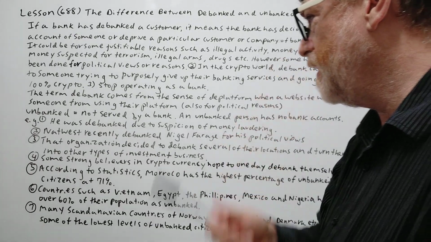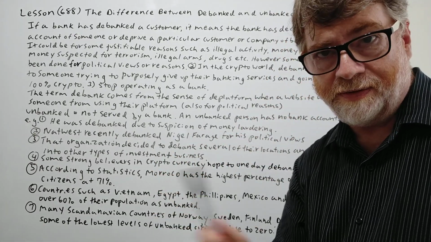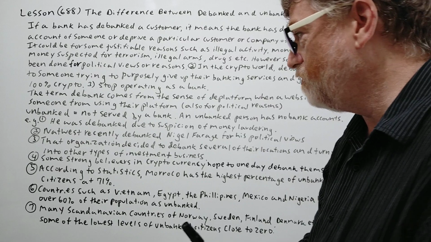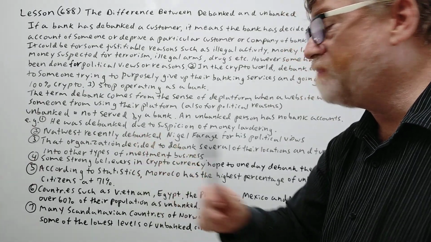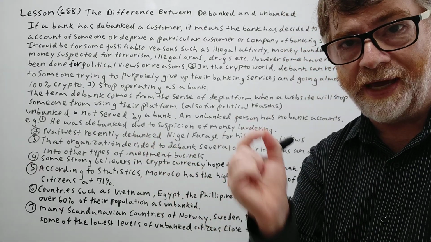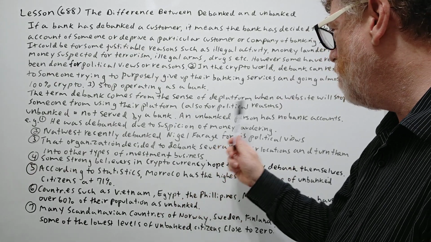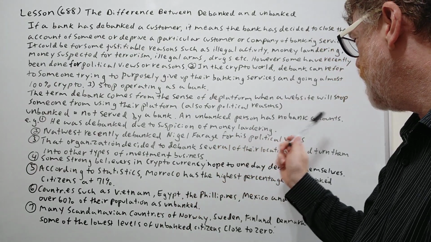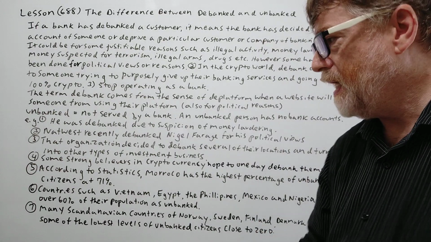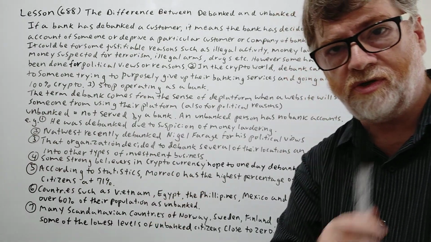Let's continue. Now, unbanked is much more simple. We just have one real definition. Not served by a bank. So somebody has zero bank accounts, no bank accounts at all. An unbanked person has no bank accounts. And we got 7 examples here to show just how it's used.